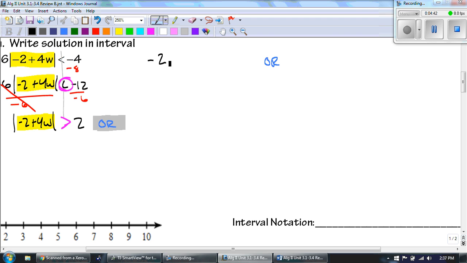We set up the -2 plus 4w twice. One of them stays the same. And remember, for the other one, you have to flip the sign and make it negative. A lot of people forget that second step. Okay?